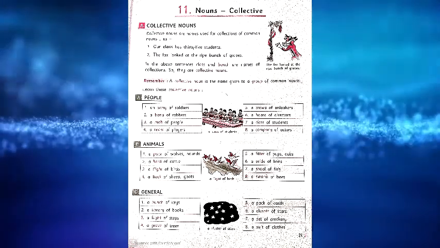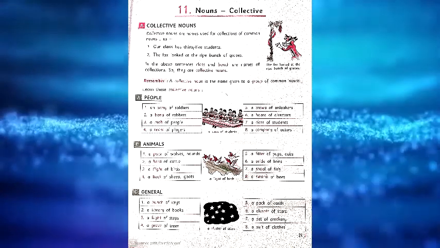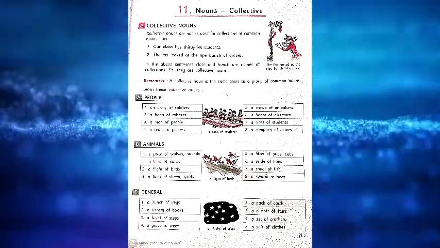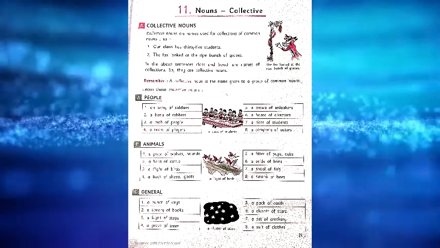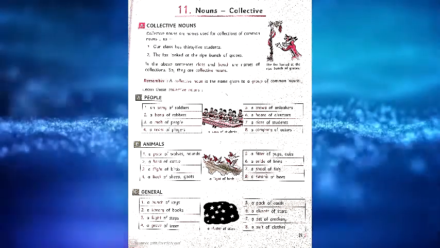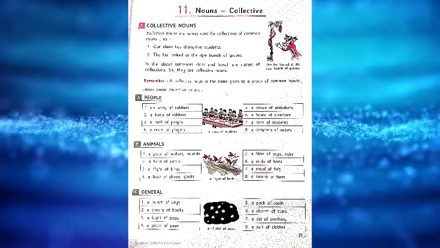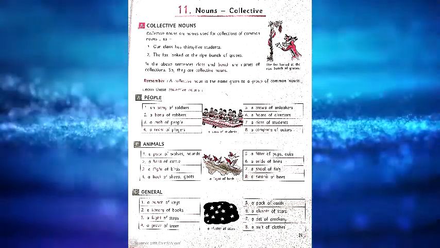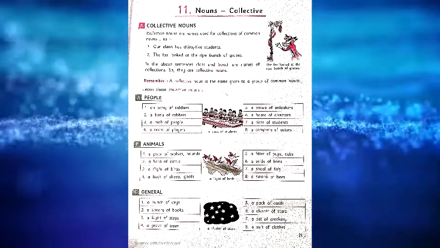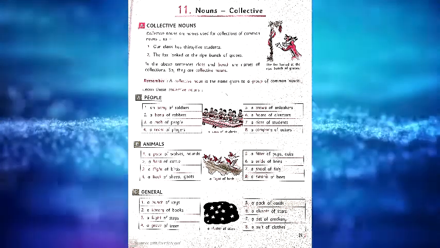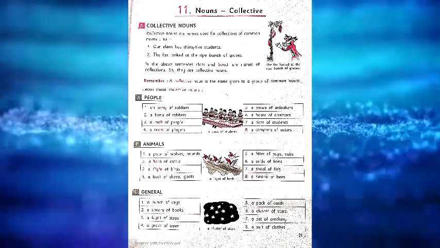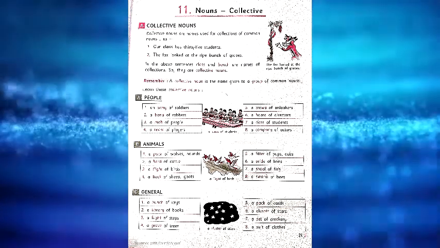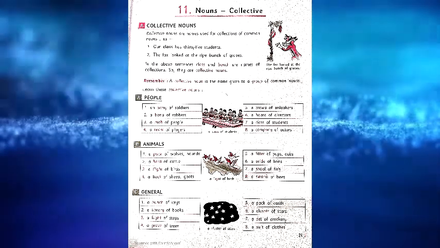In this sentence, class is considered as a collective noun. Why in this sentence is class considered as a collective noun? What is the definition of collective nouns? Collective noun is a collection of common nouns. In the first example which I gave, our class has 35 students. In that sentence, students is considered as a common noun. Students is always a common noun. Collection of common nouns, that is collective nouns.